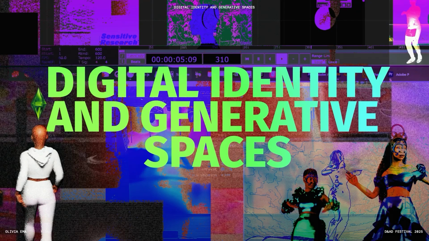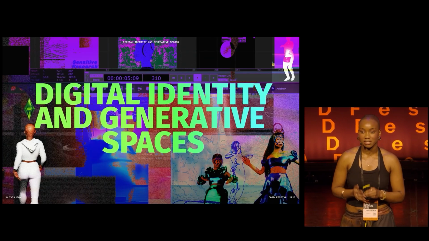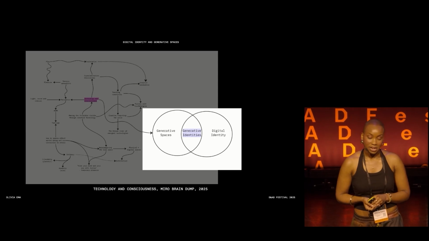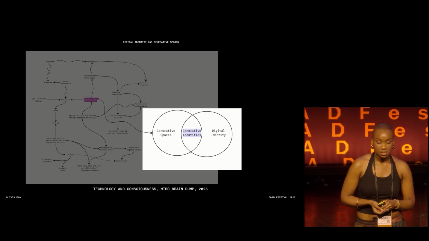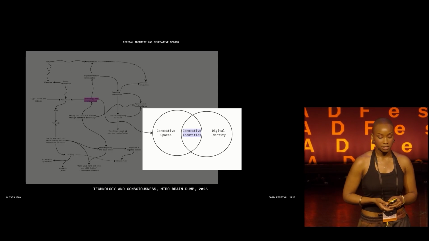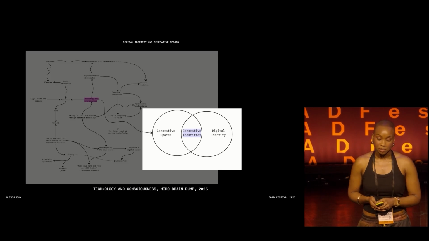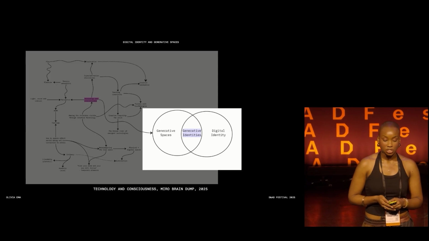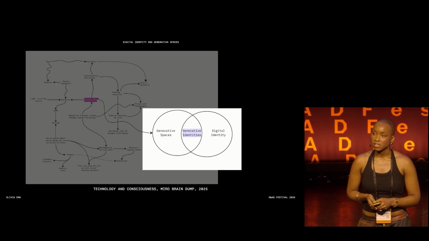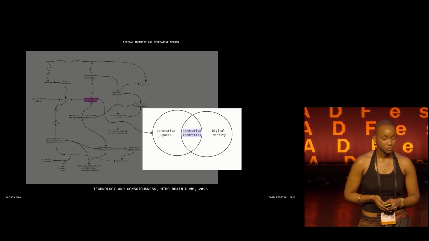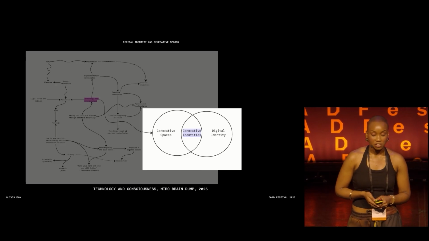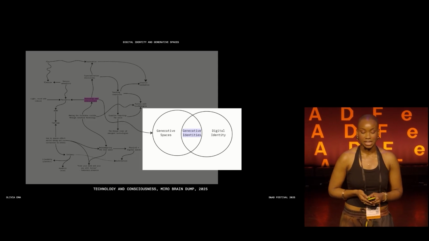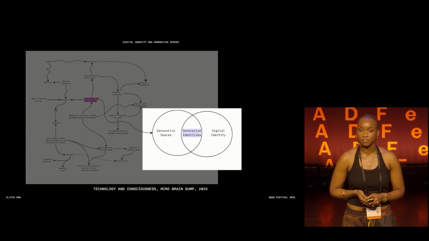But how do digital identity and generative spaces connect? I've explored the many ways that spaces and identity intersect, particularly through the lens of well-being. But when we bring generative spaces and digital identity together, it opens the door to a new idea: generative identities. As humans, we are generative by nature. So how can digital avatars begin to reflect that same fluidity and growth?